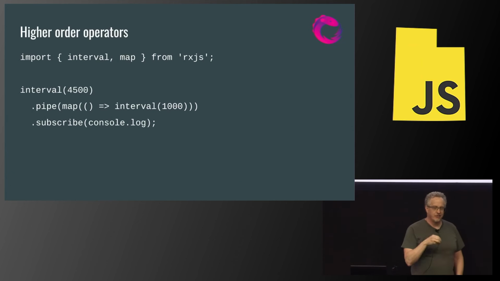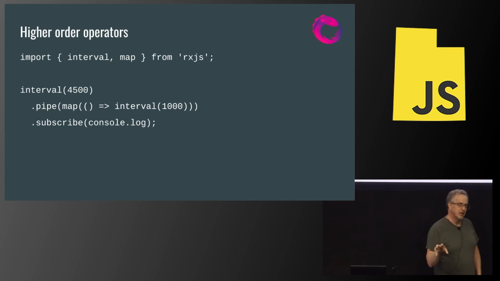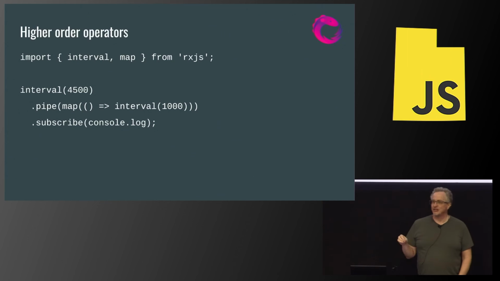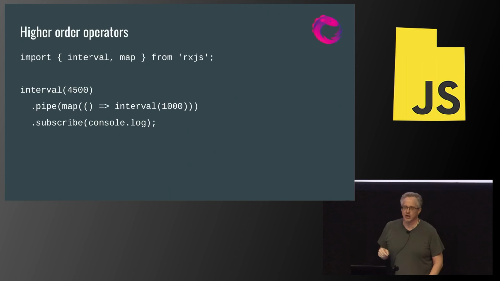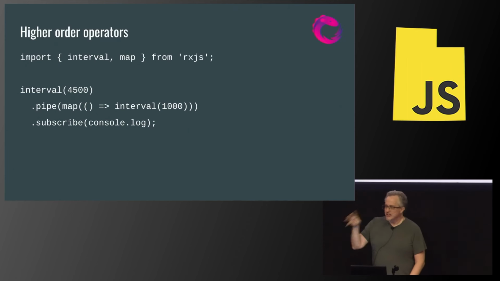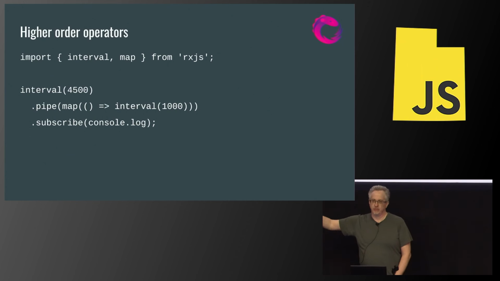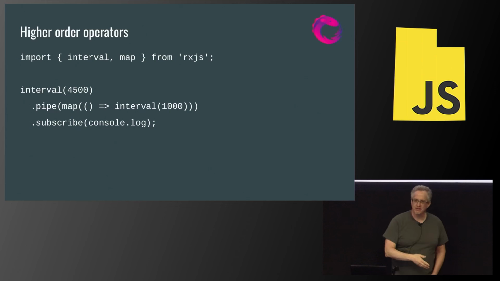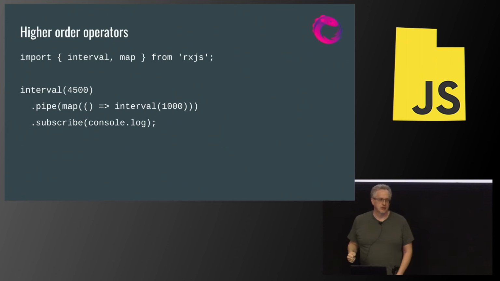The most important and often the most confusing, well, not the most important, but important but often confusing operators are called the higher order operators. So let's imagine that we wanted to do something where we're going to emit our 0, 1, 2, 3, 4, 5. But every 4.5 seconds, we want to start over. So we want to get 0, 1, 2, 3, then 0, 1, 2, 3, 0, 1, 2, 3.